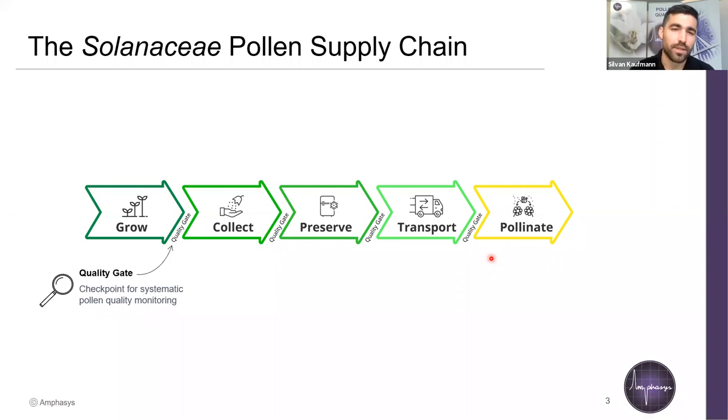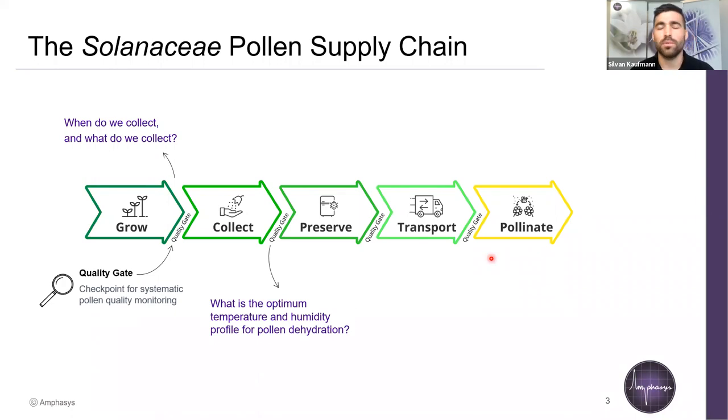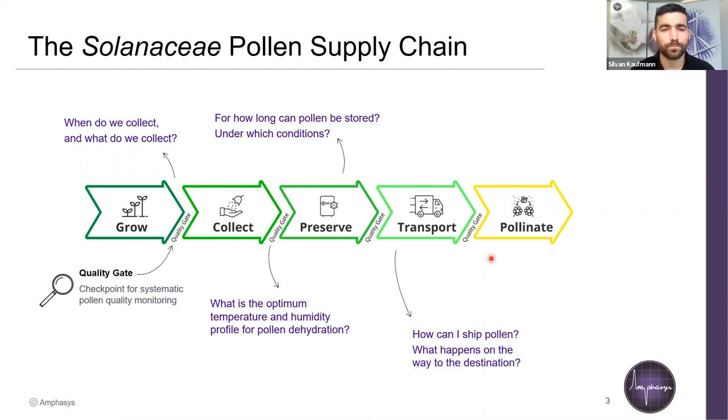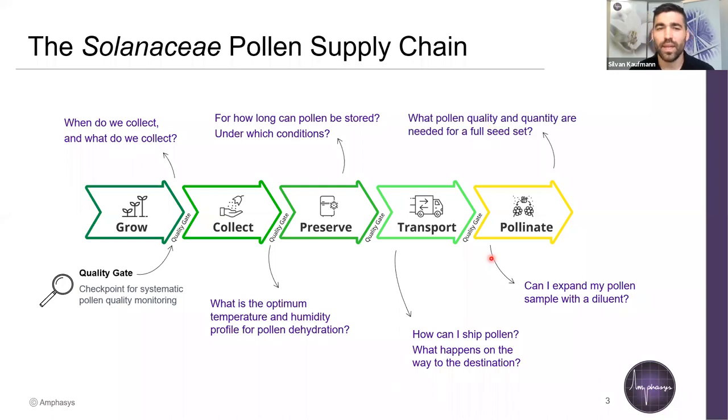Now, if you look at such a process, a number of questions can pop up immediately. For instance, when do we collect pollen and what do we collect? What is the optimum temperature and humidity profile for pollen dehydration? How long can I actually store my pollen? Can I store it at all? And under which conditions? Which ones are the favorable conditions? Can I ship pollen? What is happening in that parcel on the way? Do we really receive the same thing that we sent in the beginning? Can I expand my pollen sample with a diluent? And what pollen quality and quantity are needed in order to obtain a full seed set? So all these topics can be addressed with pollen analysis methods.